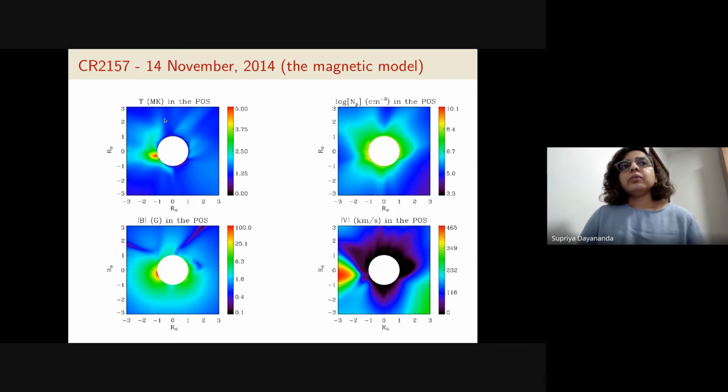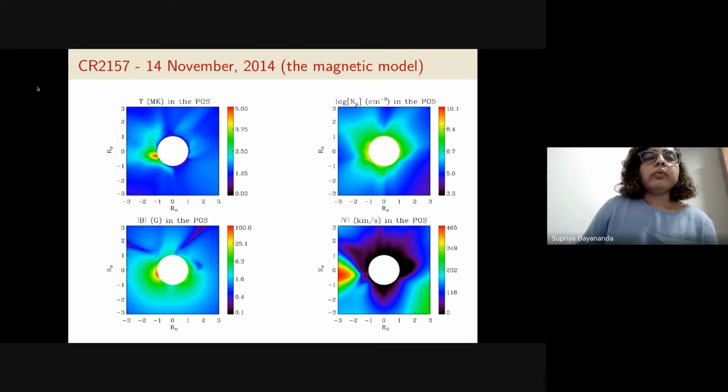So for these studies, we considered two sets of Predictive Science models. One we called the magnetic model. We chose this specific model because of the strong magnetic fields that we saw in the model. And the second model, I'll show later, is called the dynamic model, which had strong velocity fields in that model. So in the magnetic model, which corresponds to Carrington rotation 2157, this is from the Predictive Science group.